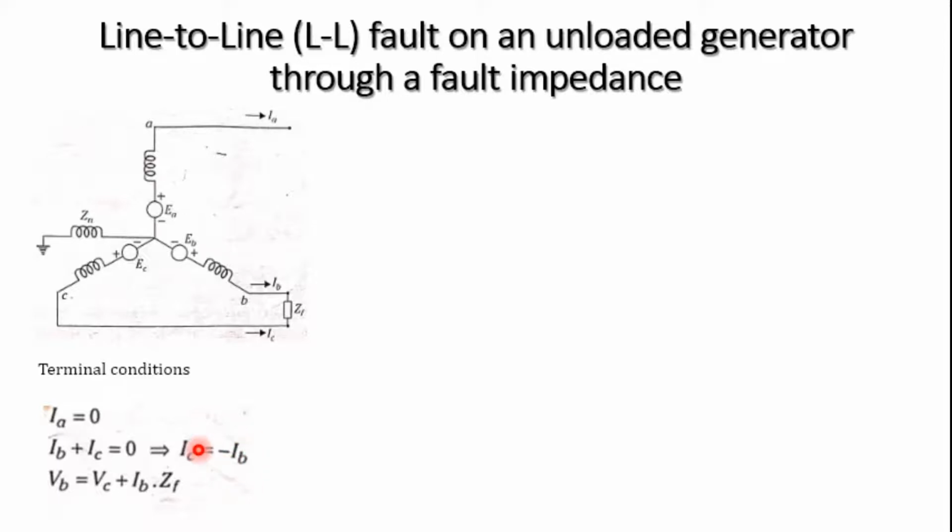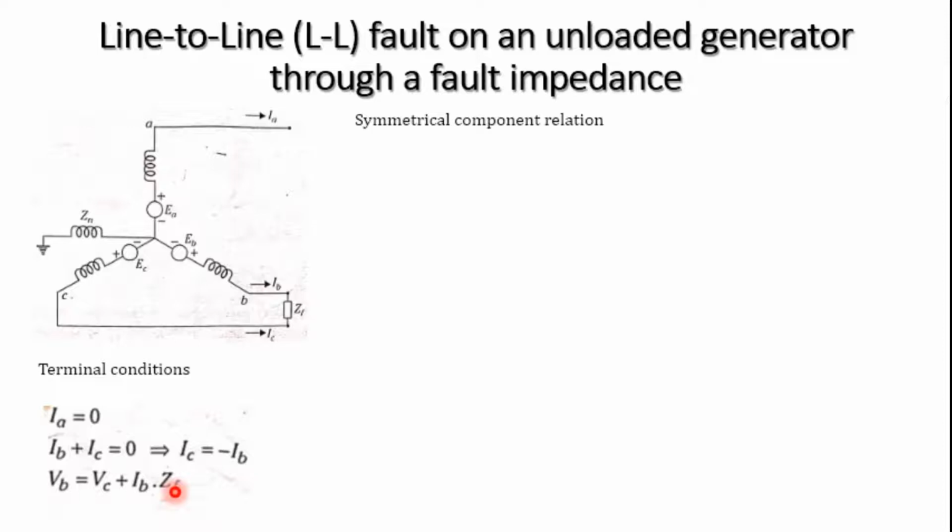So one more thing is, you can see that in the earlier cases for line to line fault, the voltage VB is equal to VC. Here we can see that there is a small difference, that is VB is equal to VC plus IB into ZF because of the fault. And what is the current which is flowing across the fault impedance? So that's what we have to consider. So VB is equal to VC plus IB into ZF.